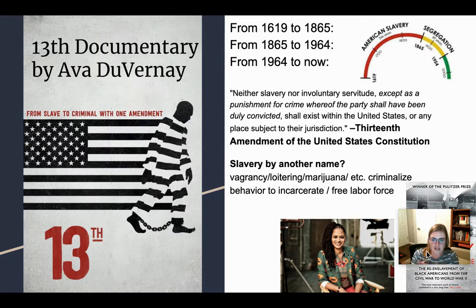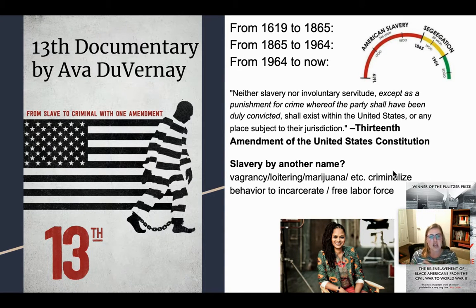That supposedly ends in 1865 with the 13th Amendment, which says this right here: "Neither slavery nor involuntary servitude, except as a punishment for crime, whereof the party shall have been duly convicted, shall exist within the United States or any place subject to their jurisdiction." So essentially, we've ended slavery except for the punishment of a crime. And so from the end of slavery, we have segregation, whether that's Jim Crow or some other version of it.